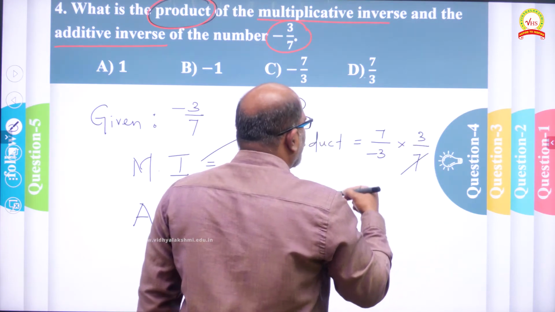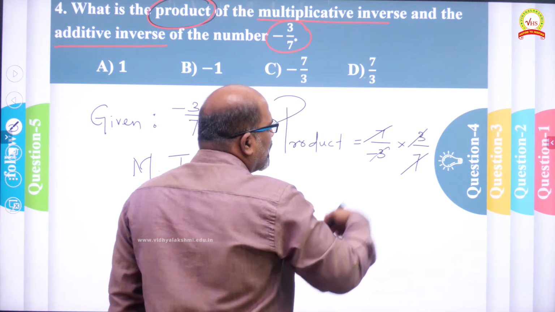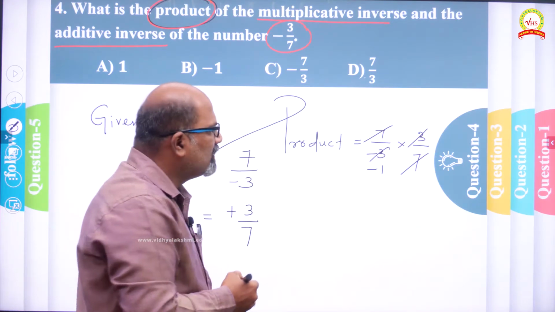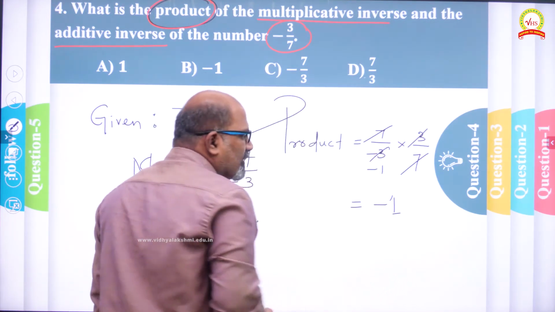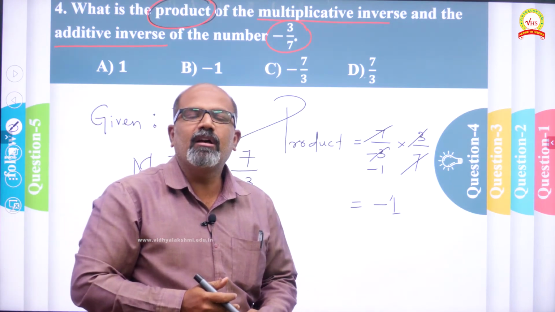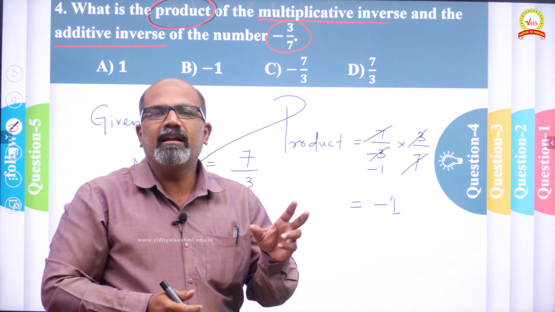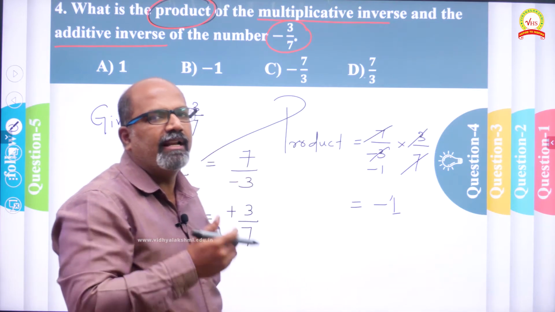So this 7 and 7 we can cancel, and this 3 and this 3 we can cancel. We are having minus 1 in the denominator. So the answer is minus 1. Keep it in your remembrance that in the case of rational numbers, the product of the multiplicative inverse and the additive inverse is always minus 1, for any number.